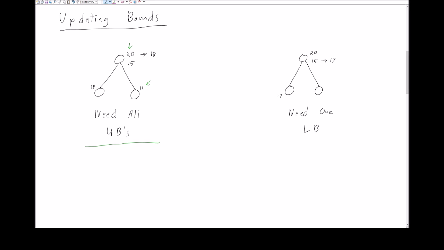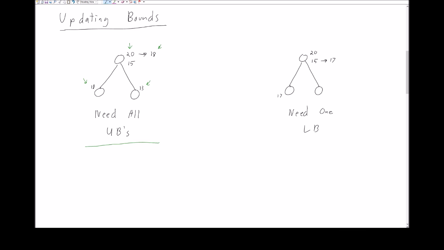That's because the upper bound at our parent node is going to be the maximum of all the upper bounds of the children. And so we need to know all of the upper bounds at all of the children in order to update our parent node. In this case, when we gain that information, namely when we know that the upper bounds are 18 and 13 respectively, we can take the maximum of these upper bounds and update the upper bound at our parent node to be 18, the maximum of the upper bounds at the children nodes.